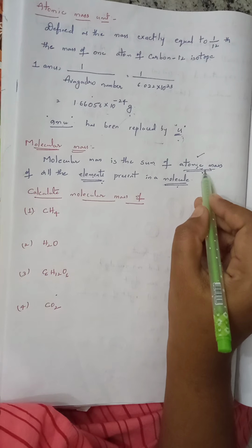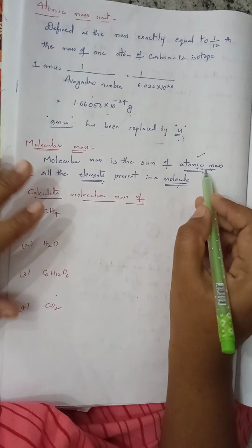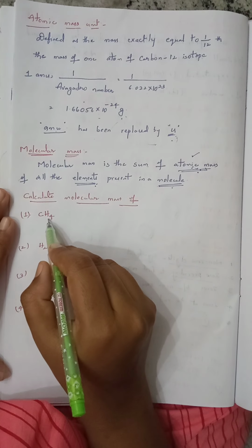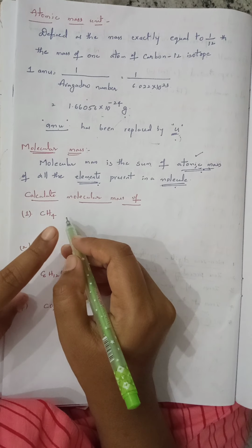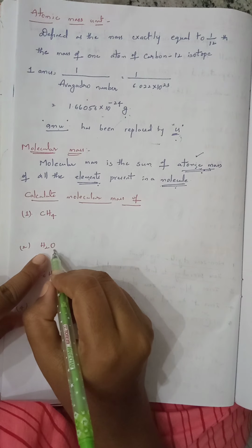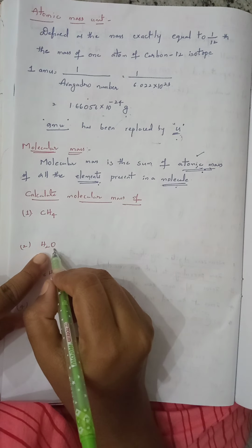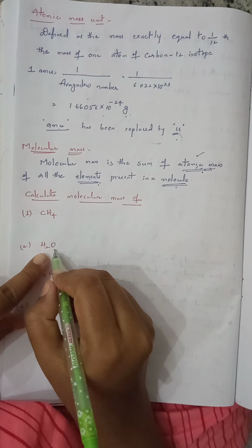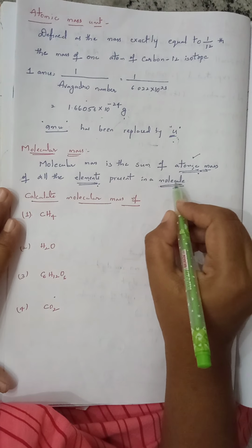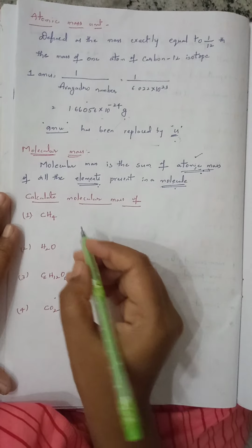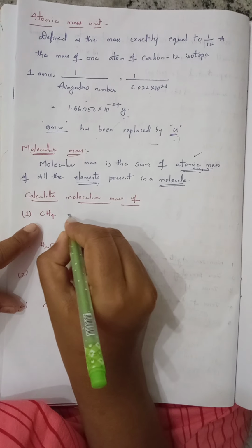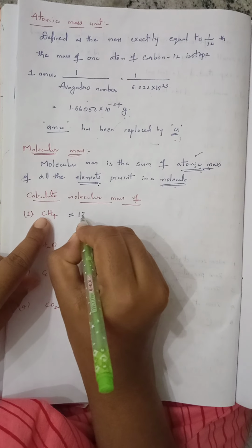Sometimes the atomic mass is double the atomic number, but not for all elements. For hydrogen, atomic number is 1 and atomic mass is also 1. For oxygen, atomic number is 8 and atomic mass is 16. From element to element the atomic masses change. If you know atomic masses, it becomes very easy to find the molecular mass. So for CH4, first we take the atomic mass of carbon, 12.